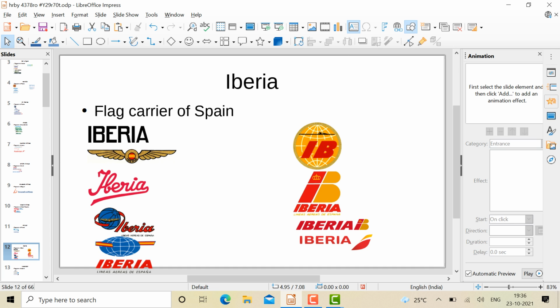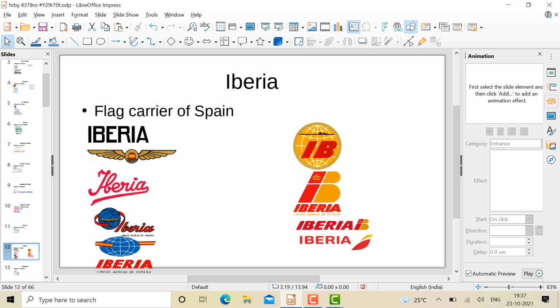Iberia's next logo was simple. There was Iberia written in cursive handwriting with a line over it. Iberia's next logo added a globe, and there's this name written Lianas Areas de España. España means Spain in Spanish. I don't know what Lianas Areas means. So the Iberia name was still there, and this circle around the globe. Then the globe was retained, but it was a bit changed, as you can see.